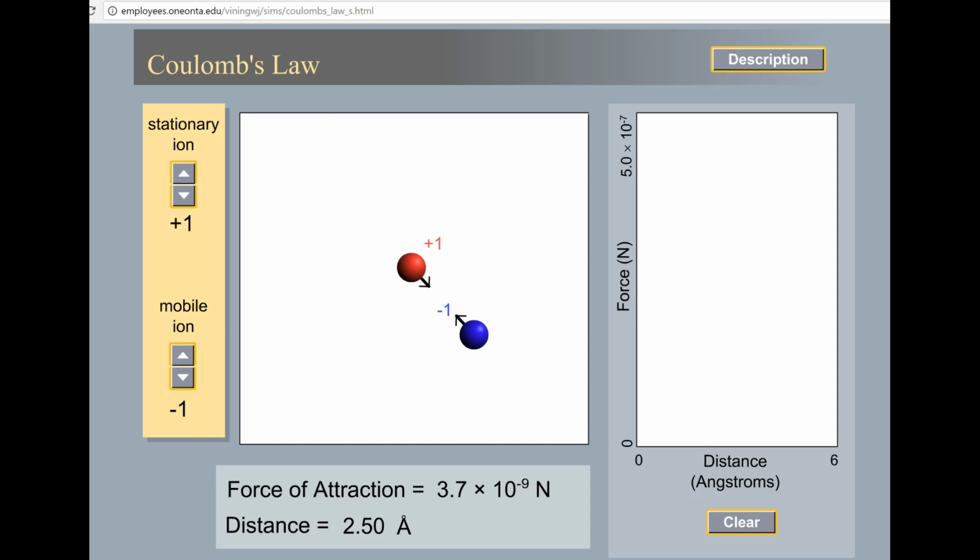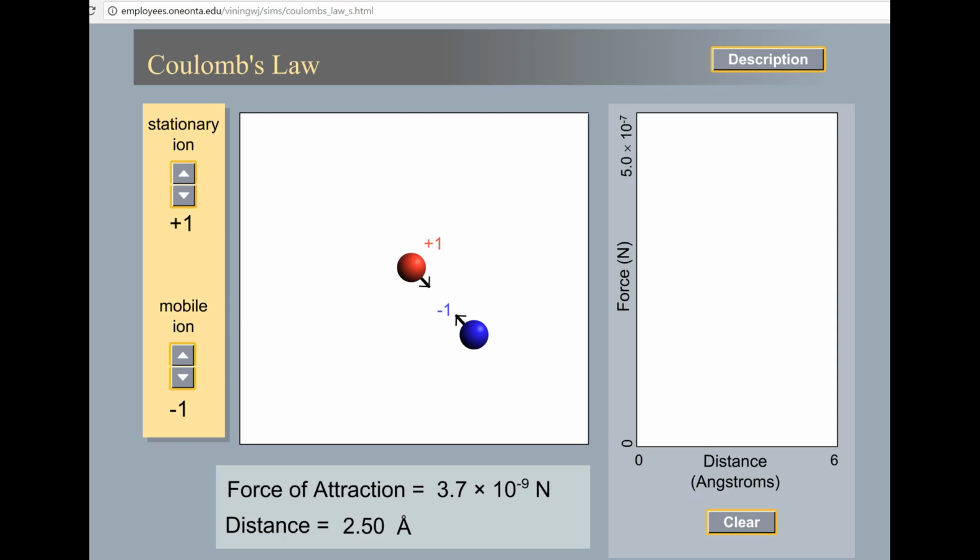Right, so right here where it says force of attraction, let me see if I can get the pen to work. Okay, right here where it says force of attraction. It doesn't seem to be working, so we'll just keep going. That's what we're looking for. That is our electrostatic force.